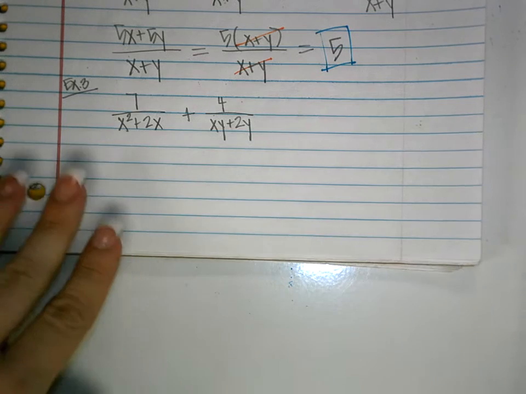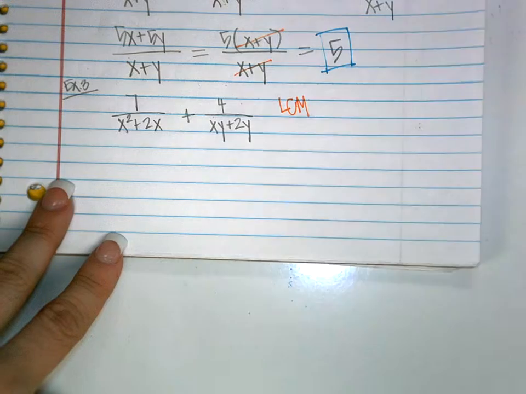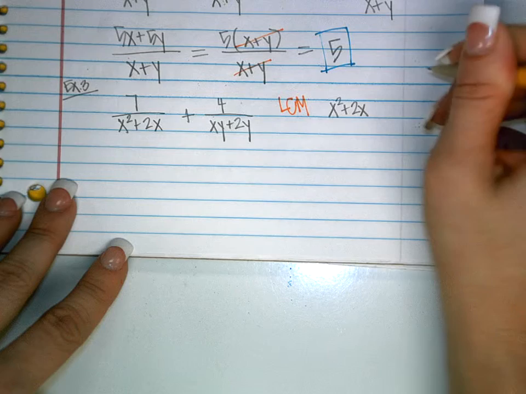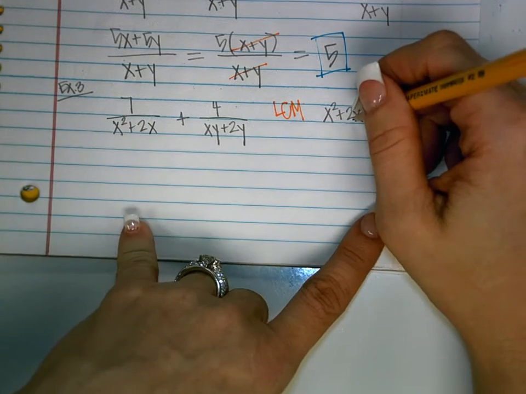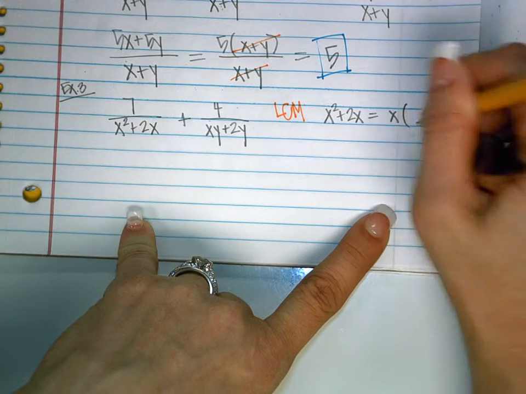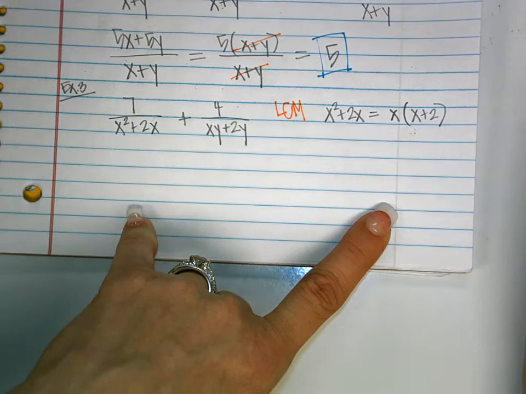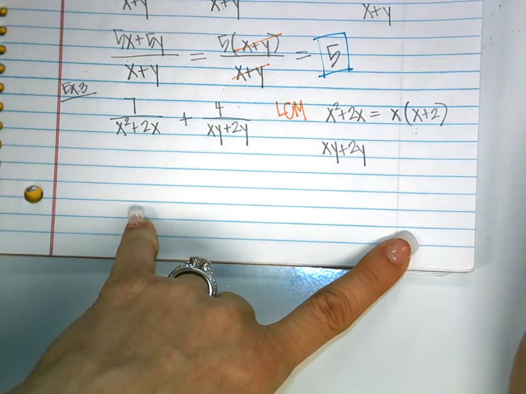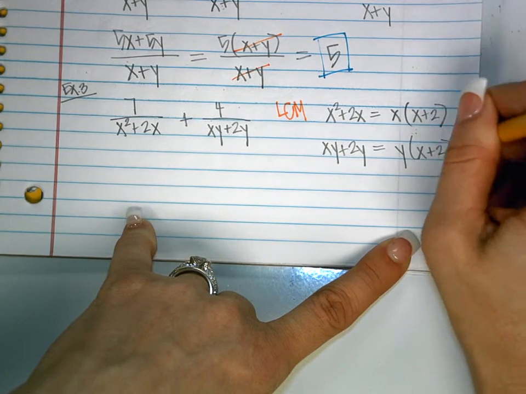Do these have a common denominator right now? No. So we have to find the LCM to figure out what is going to be their common denominator. So the x squared plus 2x, how can I break that down? Can that be factored? Yes, x times (x plus 2). Okay, we can break that down. And then the other fraction, xy plus 2y, is its denominator. How can that be broken down? Factor out a y, and you'd be left with x plus 2.